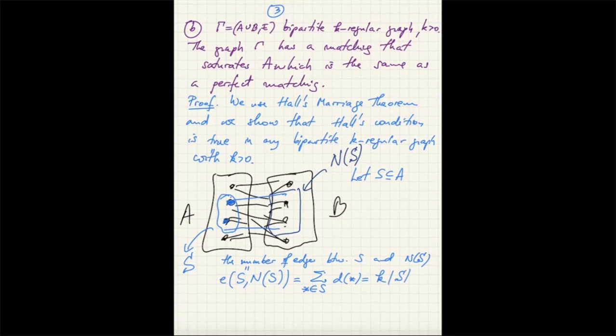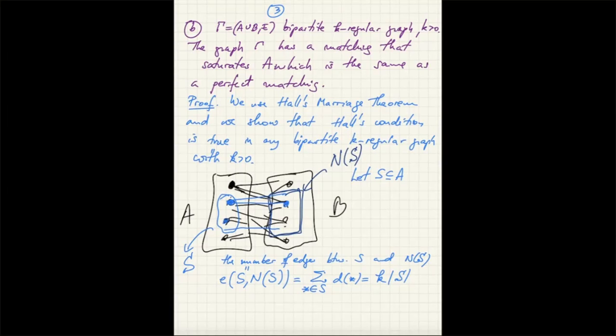Now, we do a similar computation, but now we look from the perspective of the neighborhood of S. So we look now on the right, at the neighborhood of S, and we look at the neighborhood of the neighborhood of S, so all the vertices in A that are adjacent to some vertex in N of S. So for example, you could have a vertex in S, which has a neighbor here in N of S, and this neighbor in N of S has this neighbor over here.